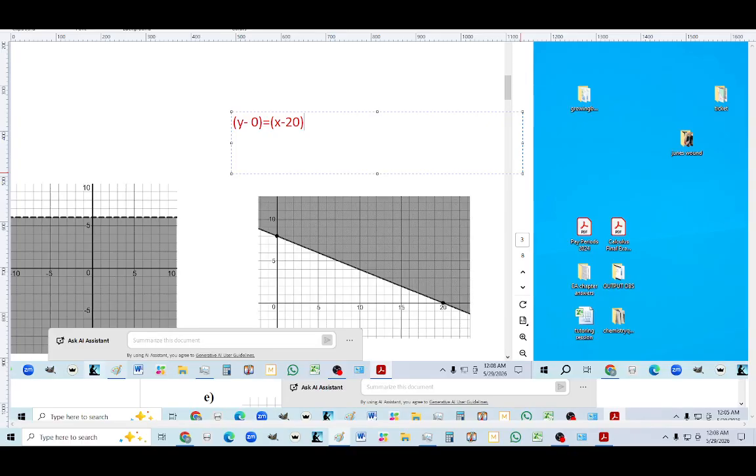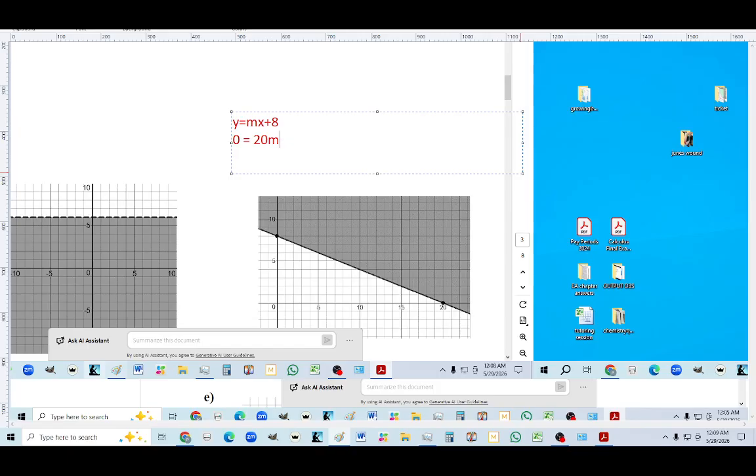Let's see if that does it. No, that doesn't solve it. Yeah, that won't do it, because you need the slope in there. So we'll just stick to y is equal to mx plus b. It's a lot faster and easier. I can see my b right away is 8. And I'm going to use the x-intercept when y is 0. It's 20 times m, plus 8.